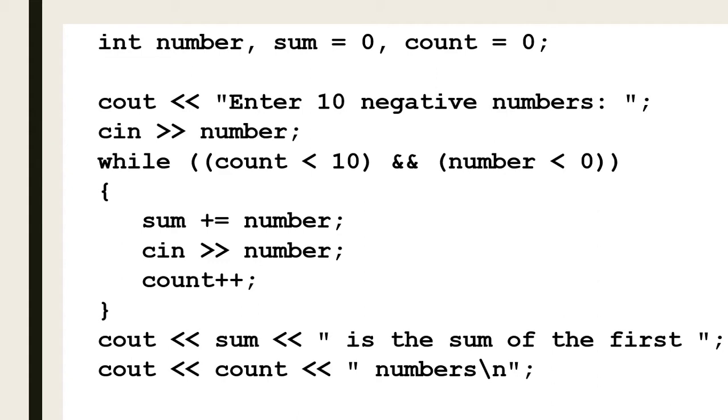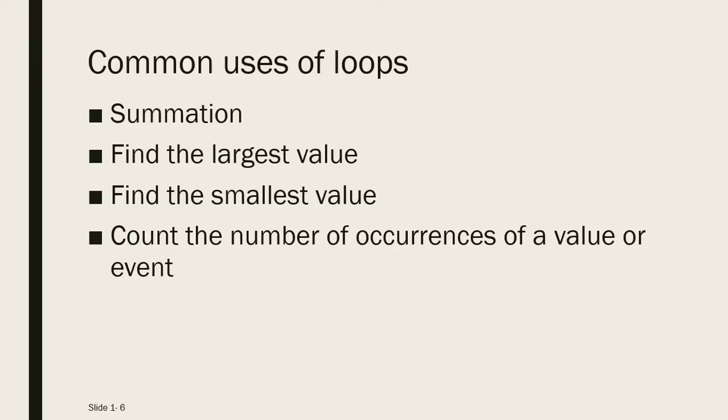Tell the user to enter 10 negative numbers and then read the first one. You've got a count variable set to 0. As long as the count is less than 10 and the number you read is less than 0, it's good. You can process it, add it to the sum, and read the next one. So this while loop takes us through a process of reading numbers over and over again. Notice at the bottom of the loop we're adding 1 to a counter each time, so we're counting each of the iterations. As long as the count is less than 10 and the number that you just read is less than 0, we can process it. That's kind of what we're shooting for.